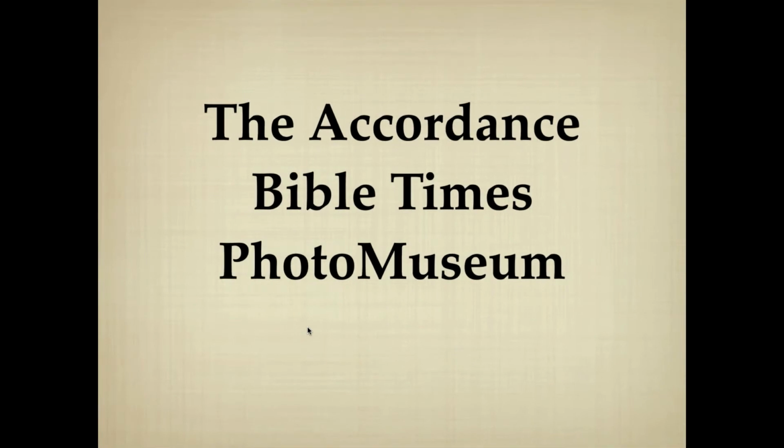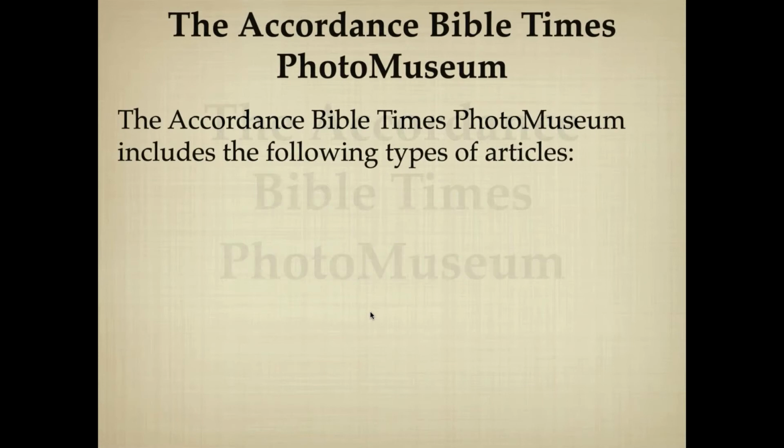Okay, now we want to move to what I want to focus on the most, and this is the Accordance Bible Times Photo Museum. And you'll understand in a minute why we say Bible Times, because this is connected or linked somewhat with the Accordance Timeline, which is another visual resource that shows the chronology of events and people in the Bible. So what kind of articles does the Photo Museum have? That's what we want to focus on now, because this is really a unique resource.